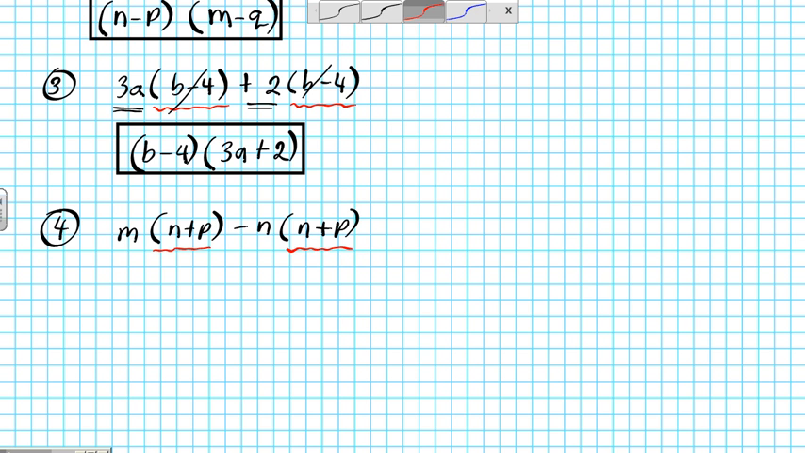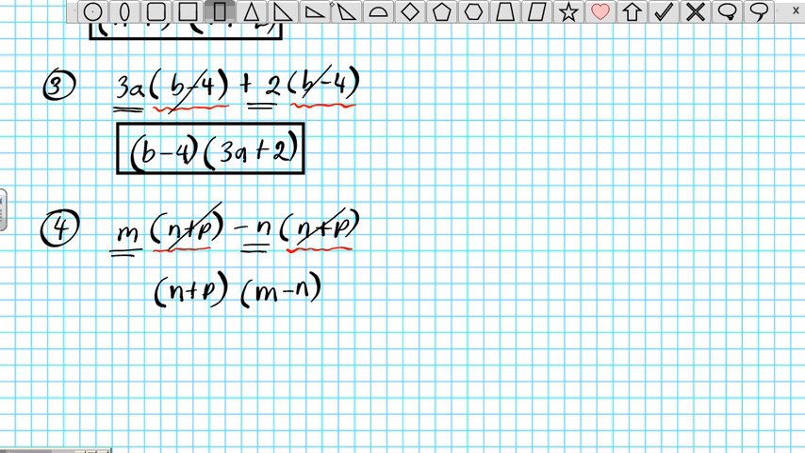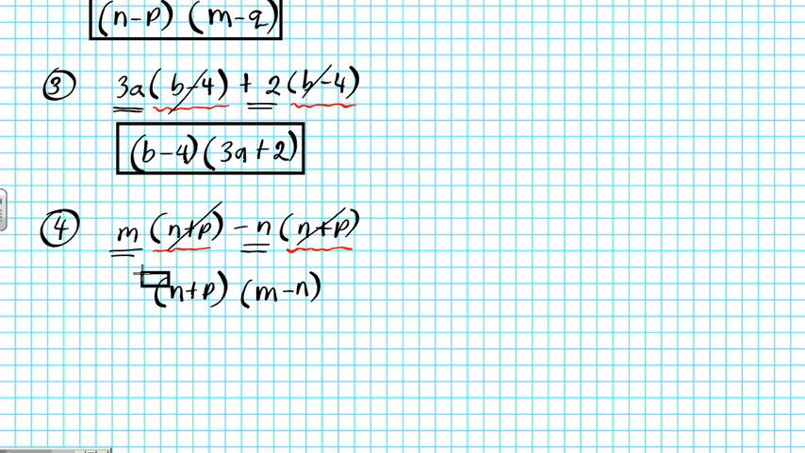So what do I do with it? Since they're common, I factor it out as 1, n plus p. And remember, anything you factor out is cancelled out because it's as though you're dividing the original expression by that common factor. And what are you left with? You're left with m and negative n. So it's m minus n. So this is a factored form of what you have on the top. Alright? Okay, let's try another example.